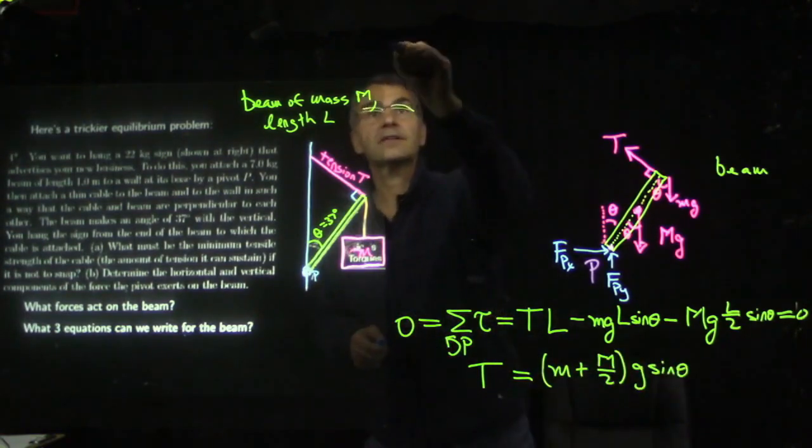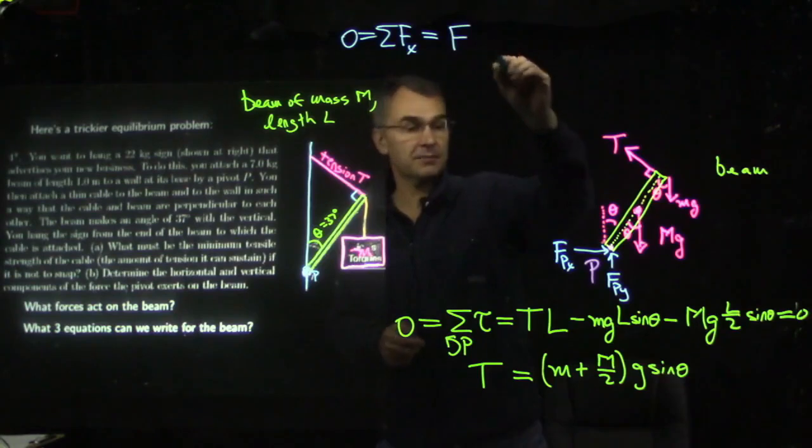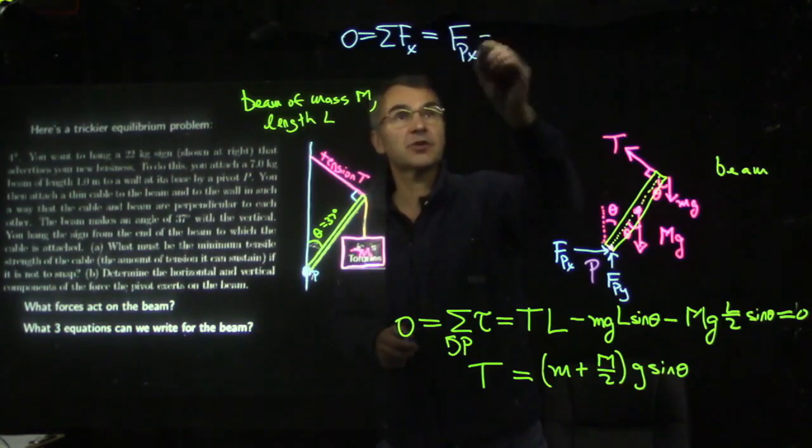Now we can write that the sum of forces in the x direction acting on the beam is 0. If we want to do right minus left, it might be helpful to decompose the tension.